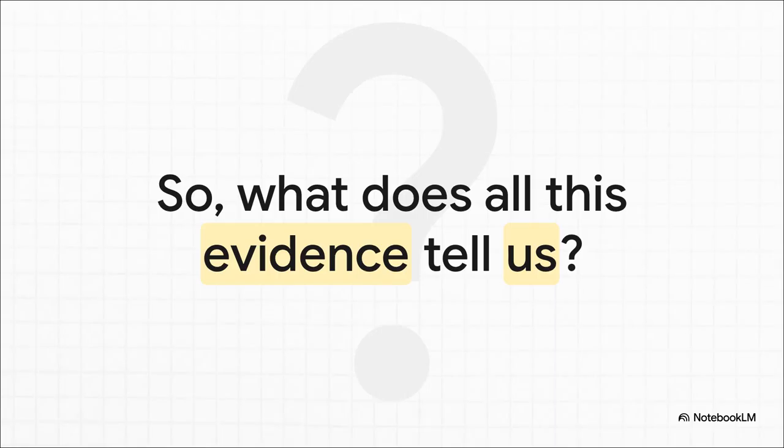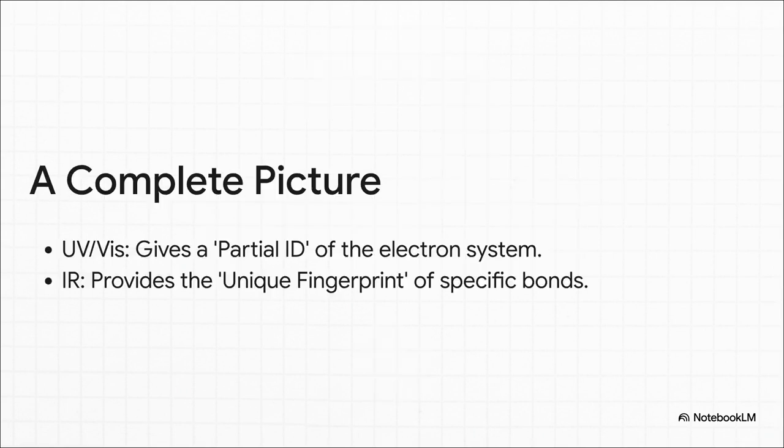So what's the bottom line here? After all this technical work, what does this pile of evidence actually tell our molecular detective about the identity of our unknown suspect? Well, it gives us a complete picture. UV spectroscopy gives us a partial ID. It tells us about the overall electron system, if there's any conjugation going on, maybe how a metal is interacting with its ligands. But IR spectroscopy, that gives us the unique fingerprint.